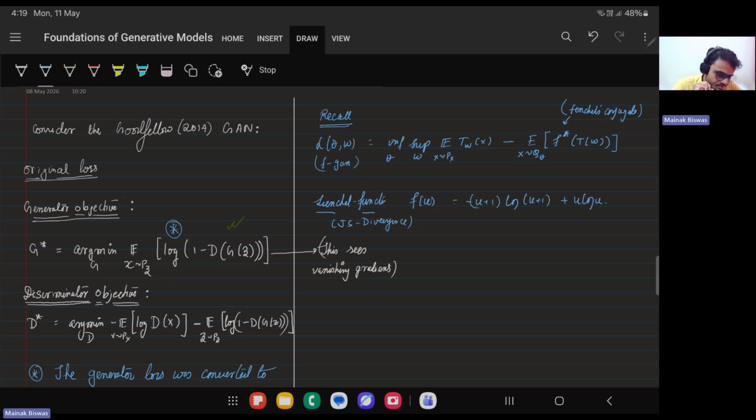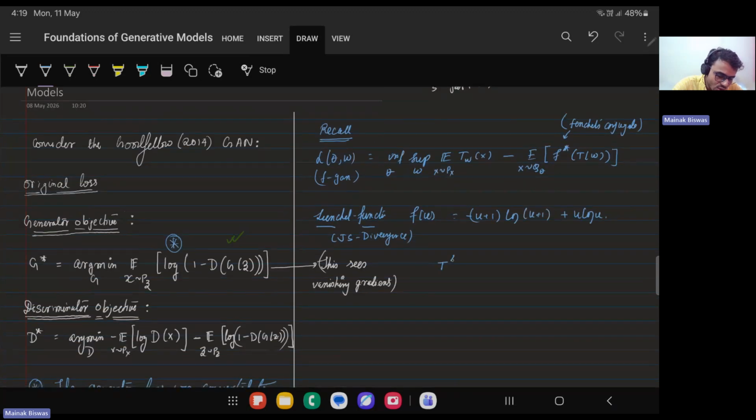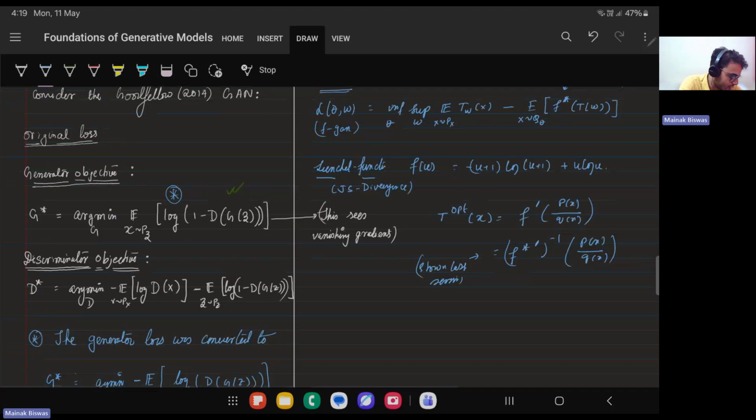And what we have to show is that T star, T optimal of X, is given by f dash of px by qx. And this is also equivalent to saying the conjugate's derivative's inverse of px by qx. We have shown this last class, this was shown last session, for f being a convex function, with continuous derivative existing for f, if you assume.